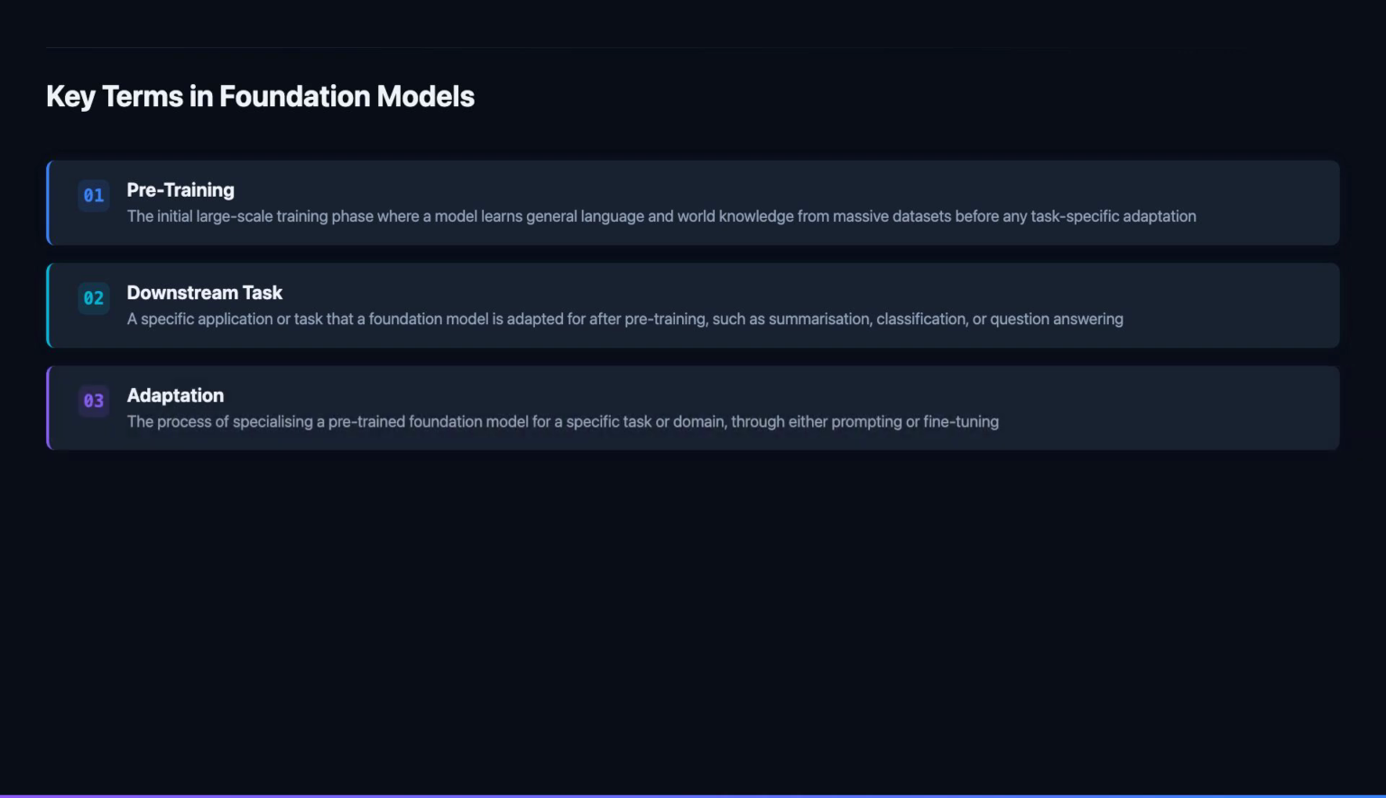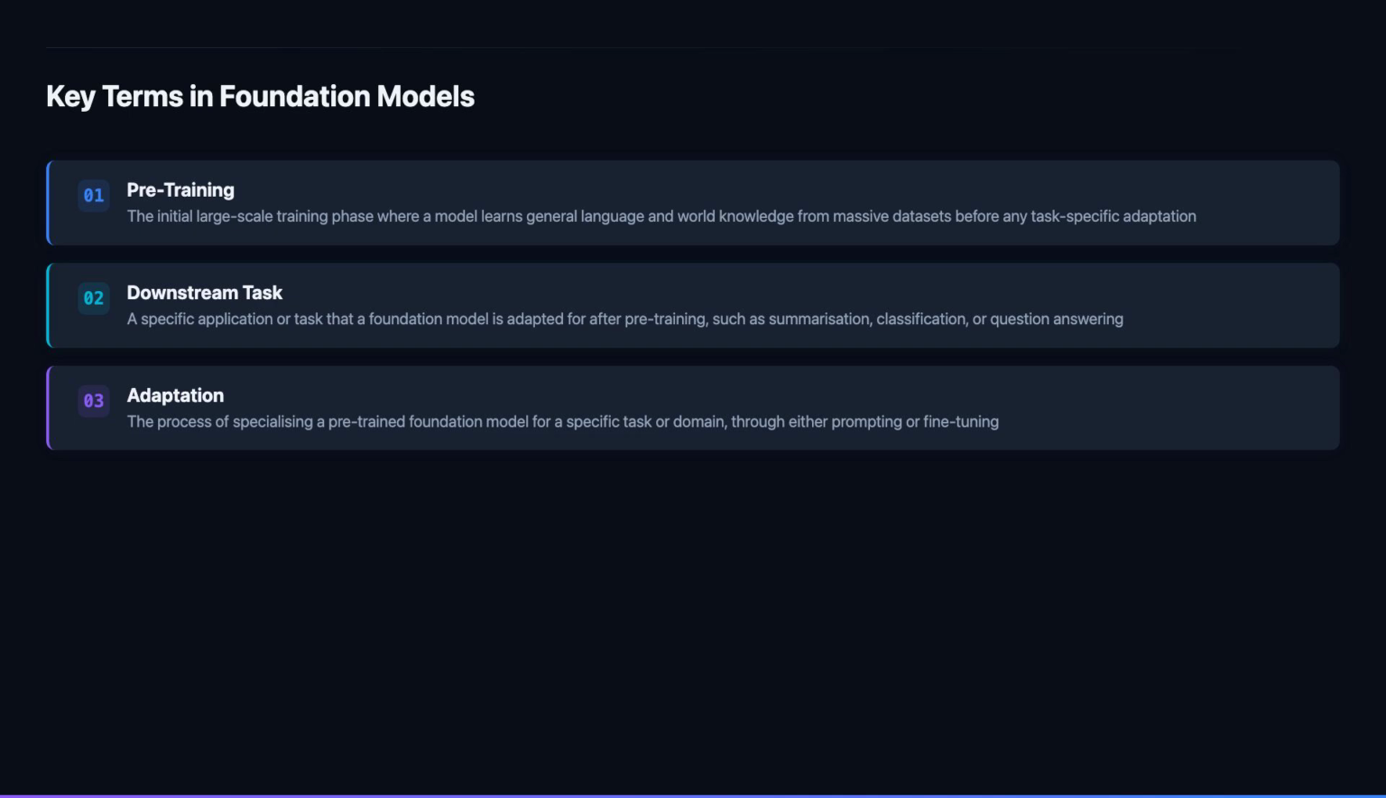Adaptation is the process of specializing a foundation model for a particular purpose. At one extreme, adaptation can be as simple as crafting a well-designed prompt. No weight changes, no additional training data, just a carefully written instruction that directs the model's existing capabilities.